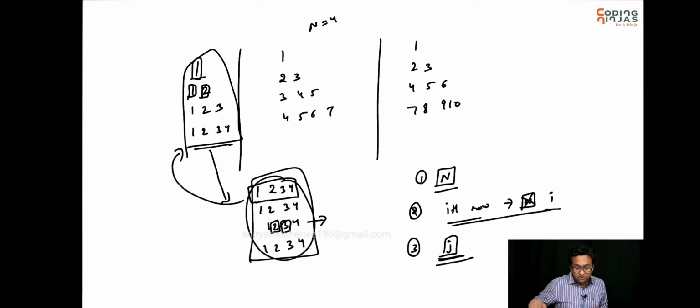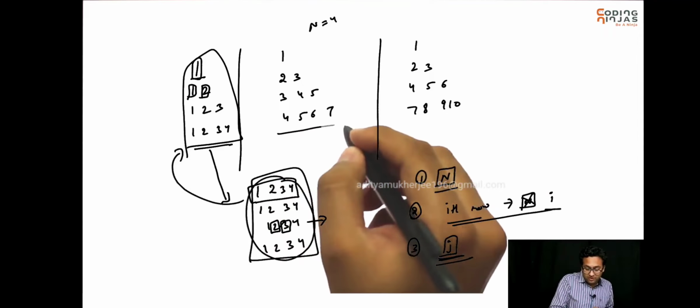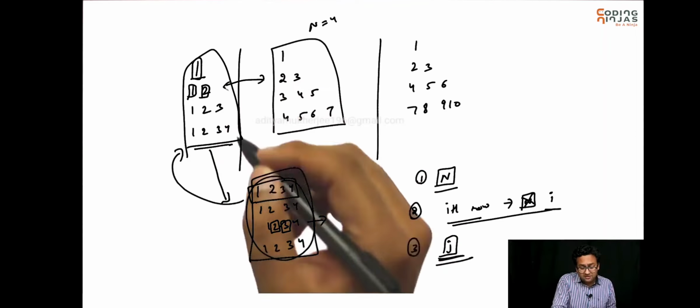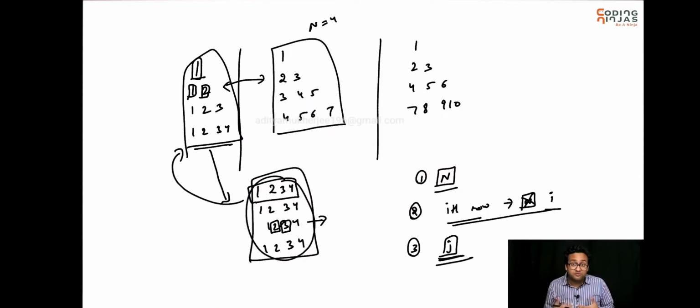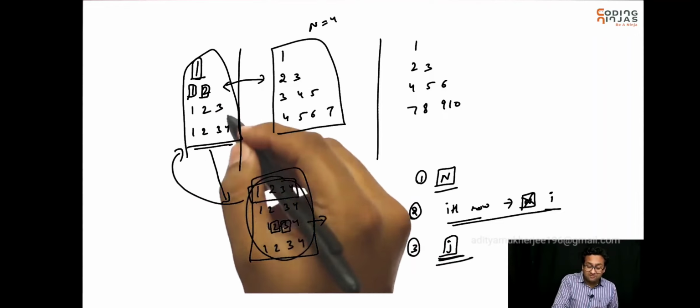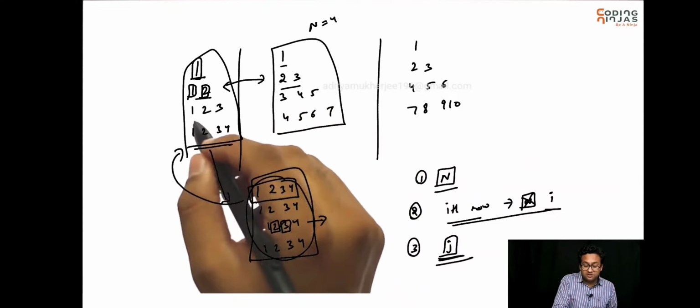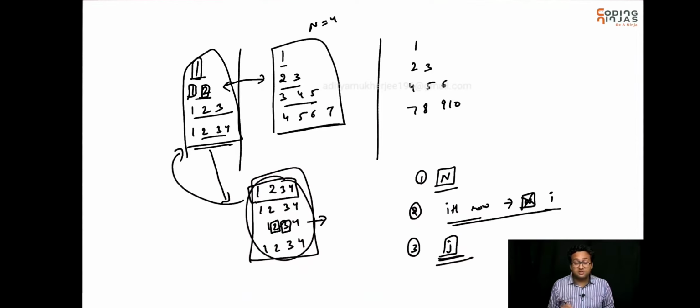Now let's look at this one. So what's common between both these patterns is they have an equal number of rows, and the column structuring is similar. You have exactly the same column structuring, right? First row has 1 column, second row has 2 columns, third row has 3 columns, fourth row has 4 columns. But what's different is what to print.